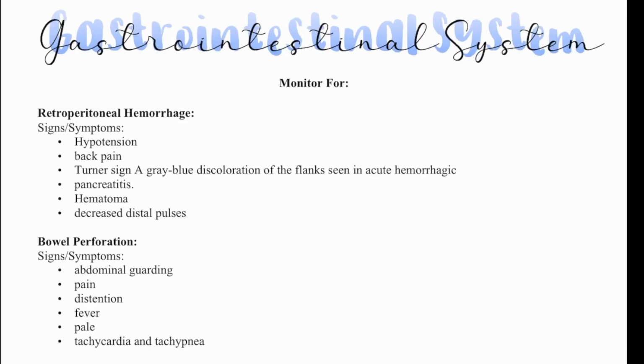Let's talk about the gastrointestinal system. So, things that we're going to monitor for within the gastrointestinal system. The first one is a retroperitoneal hemorrhage. Signs and symptoms: we're going to see hypotension, back pain, something called Turner's sign. This is a gray-blue discoloration of the flank seen in acute hemorrhagic pancreatitis. We could see a hematoma and we'll see decreased distal pulses.